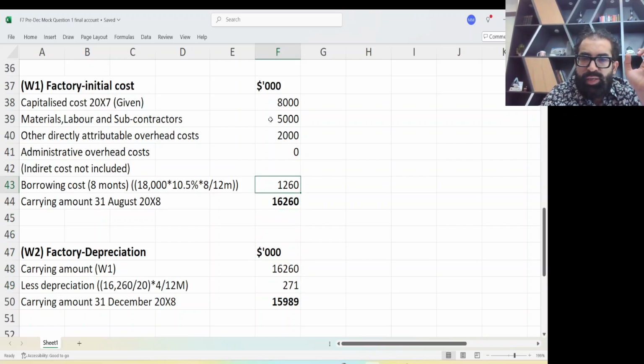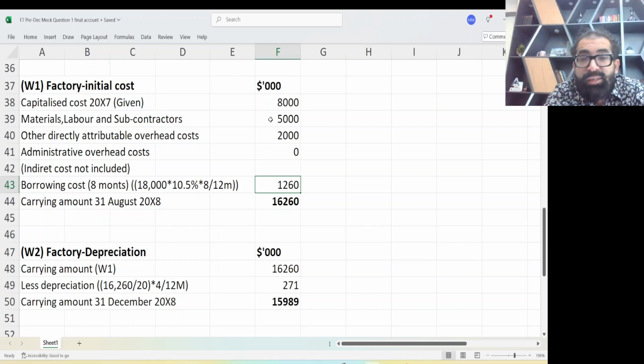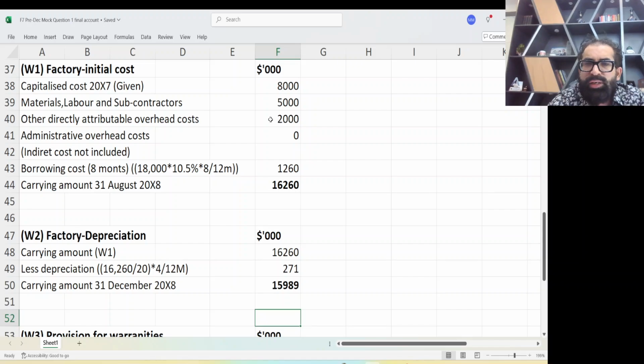And this was an error. This borrowing cost, they deliberately booked as an expense. In reality, it was an asset. So 1260 will reverse, will increase your profit. 1260 will increase your profit. Okay. So this working I have already done with you.